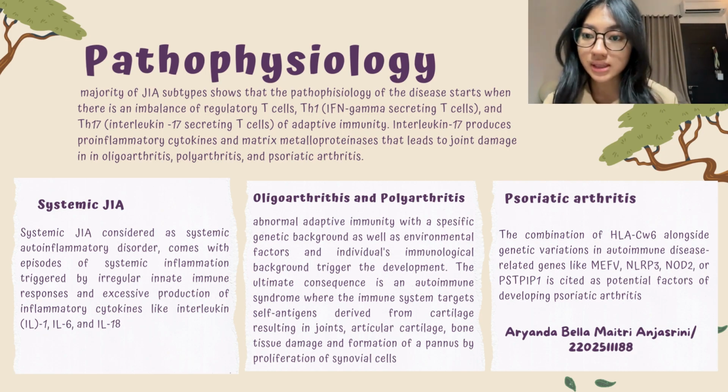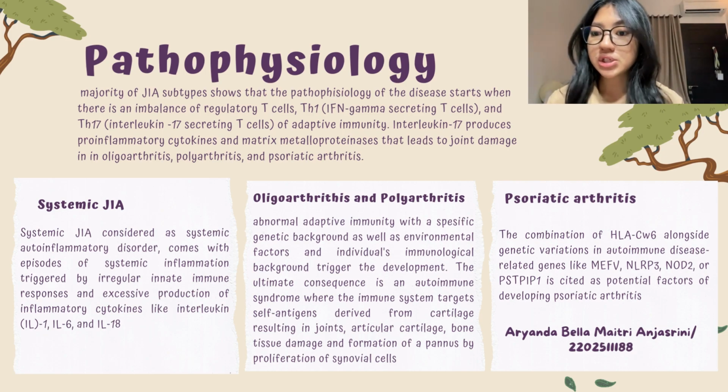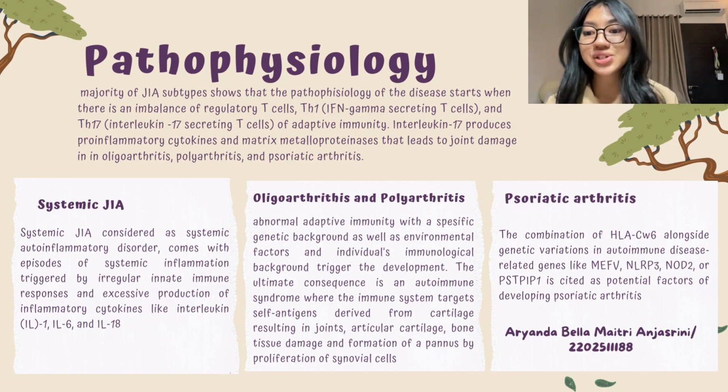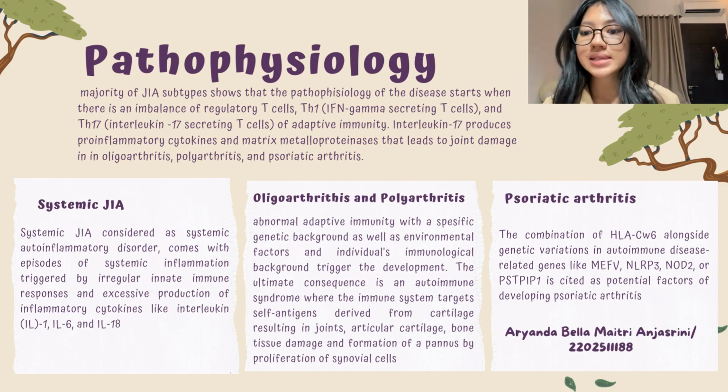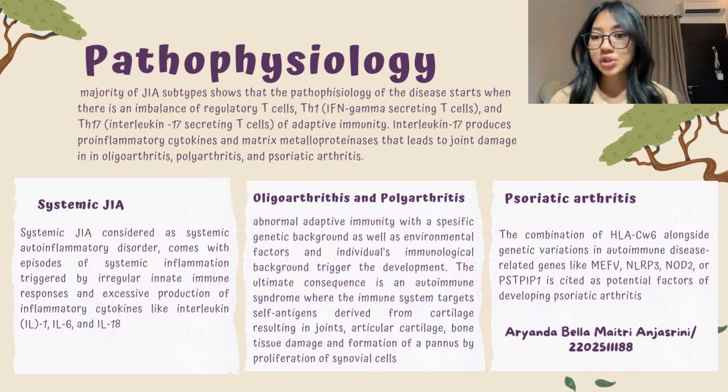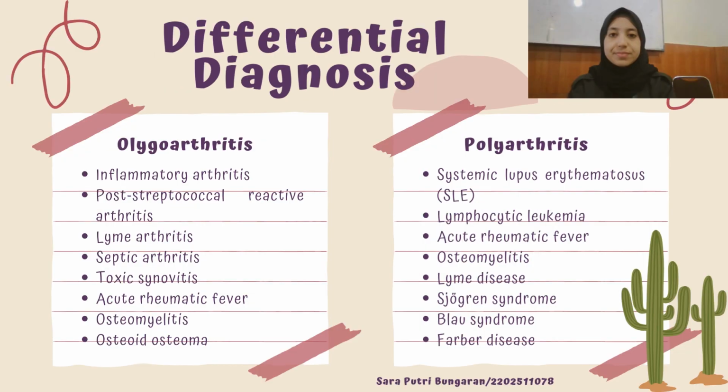The last one is psoriatic arthritis, which involves the combination of HLA-CW6 alongside genetic variations in autoimmune disease-related genes like MEFV, NLRP3, and NOD2 or PSTPIP1, which are cited as potential factors in developing psoriatic arthritis.